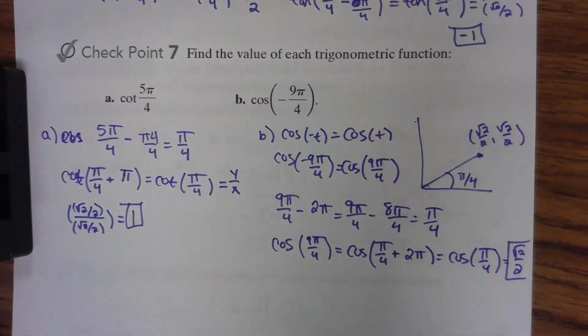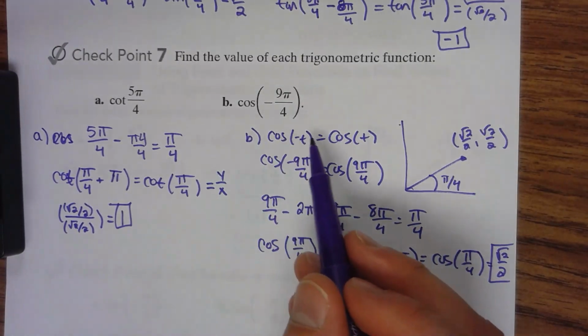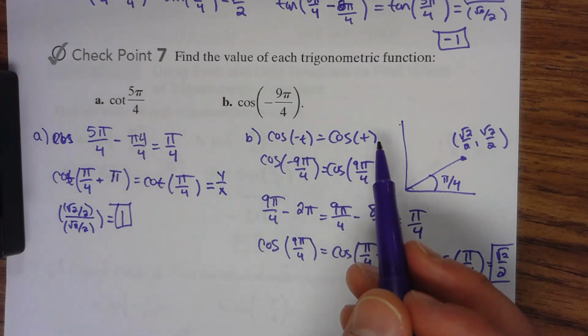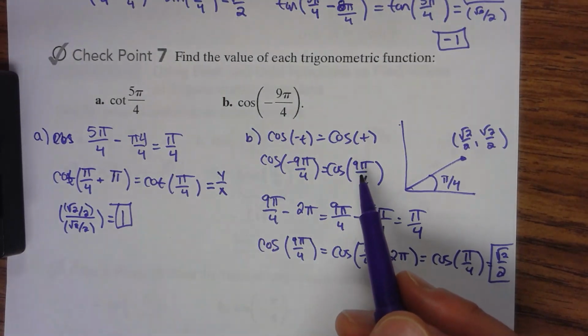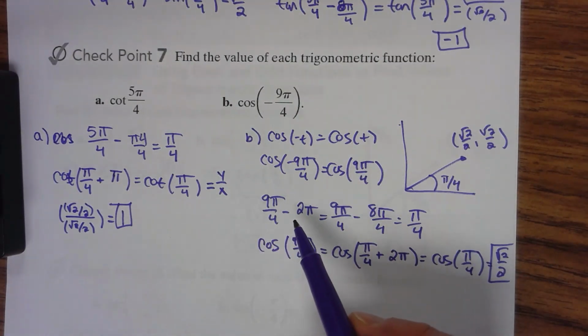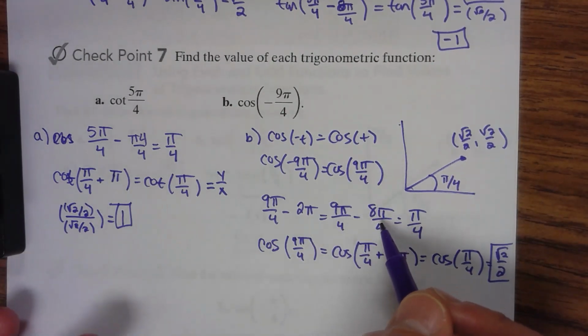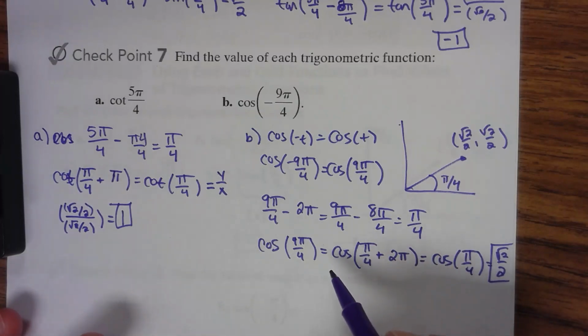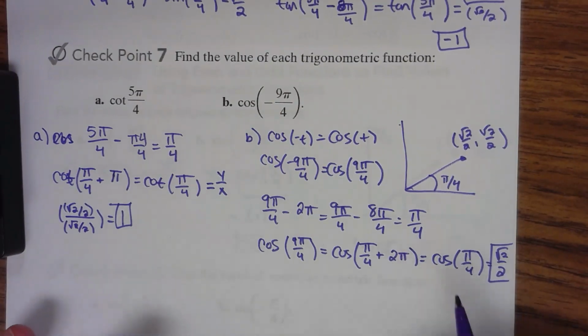And then in part B, I went about it a little bit differently than what I had done previously. This time I used that even-odd identity with cosine being even, so cosine of any negative angle is equal to cosine of that same positive angle. And so I'm really working with cosine of 9 pi over 4. So I took 9 pi over 4 and subtracted away 1 rotation, finding that coterminal angle. 9 pi over 4 minus 2 pi, or 8 pi over 4, is pi over 4. And so really, cosine of 9 pi over 4 is equal to cosine of pi over 4 plus 2 pi, which is 1 full rotation, and is simply equal to cosine of pi over 4. At pi over 4, both coordinates are root 2 over 2. Cosine is x, so that is root 2 over 2.